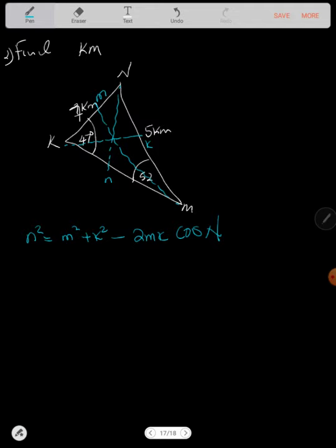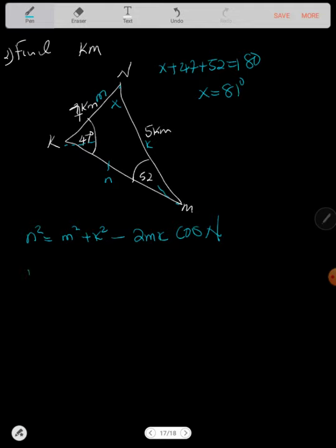Angle N we don't have, but we know that angles in a triangle add up to 180. So to find this angle here, we have to say this plus this plus this. So we're saying x plus 47 plus 52 should give us 180. So 47 plus 52, that's 99. Then 180 minus 99, that's 81. So x is equal to 81, and that's the angle that we are looking for.